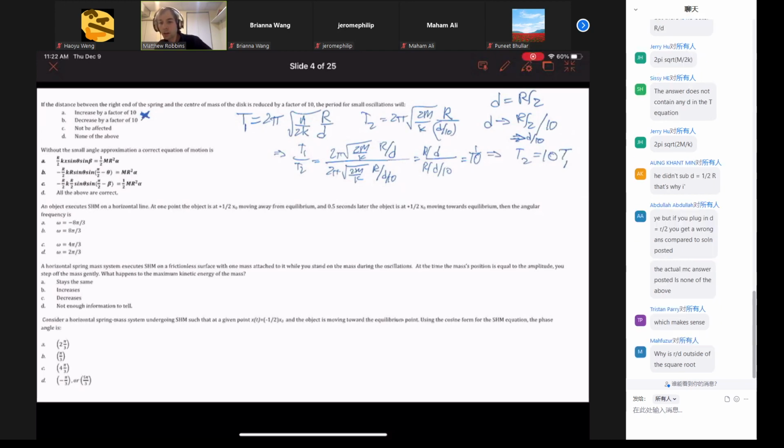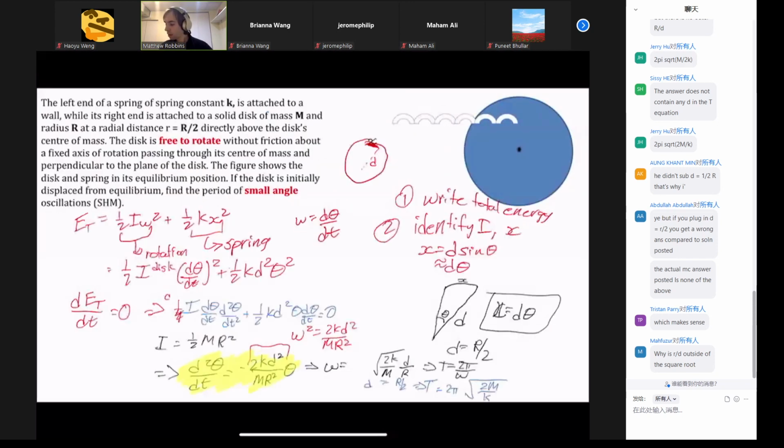All right. So the reason why r over d is outside the square root was because when we derived the angular frequency formula, we multiplied some constant by d over r, where in this case we have d equal to r divided by 2. Though in the first multiple choice problem, we're saying that we decrease the distance by a factor of 10. So this is why I kept it as d divided by r.